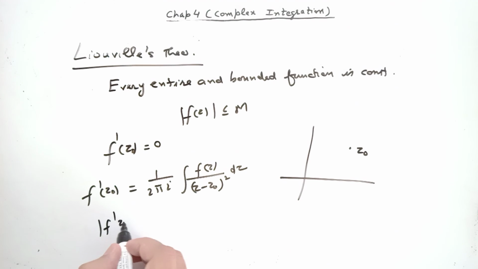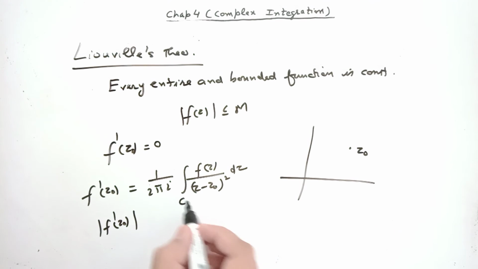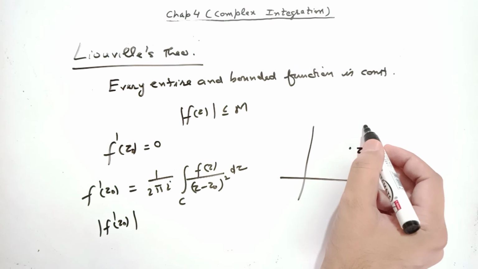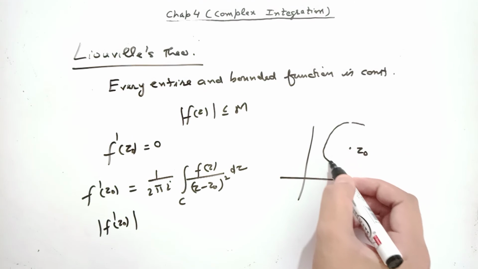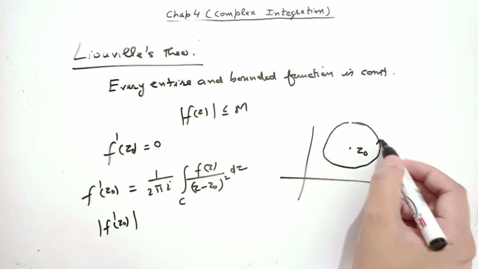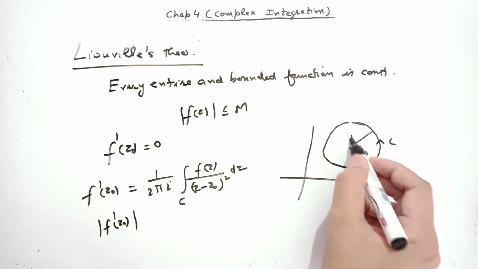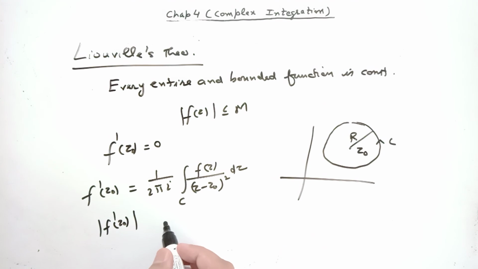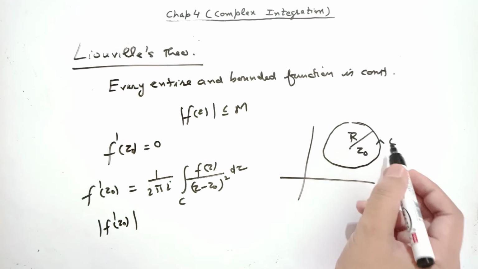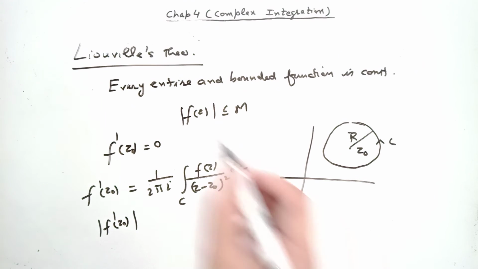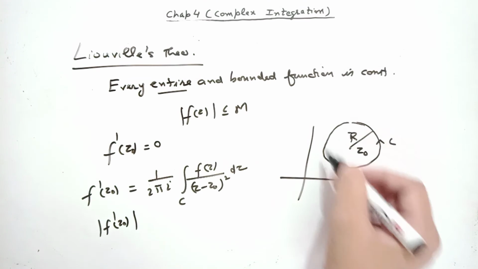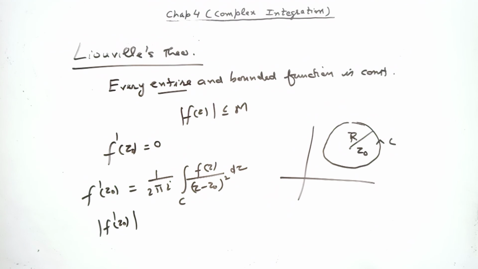Now |f'(z0)| is what? You need to choose a contour. So let's choose a circle C around z0 of radius capital R. Okay, so within and on this contour the function is analytic because you are saying it is entire. So whatever contour I choose in the complex plane, it is analytic within and on that contour. Secondly, you are saying it is bounded.